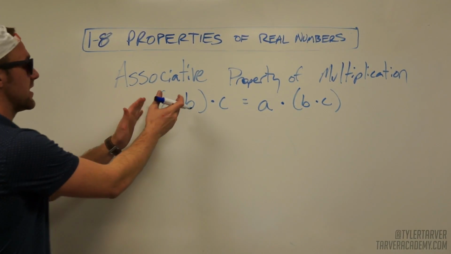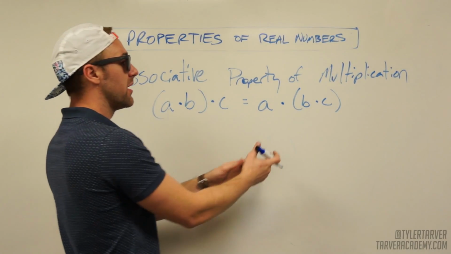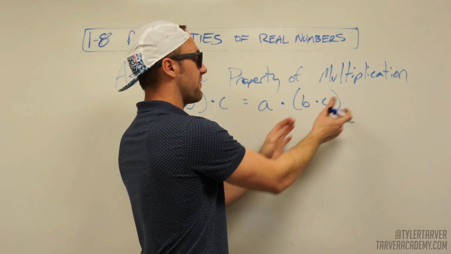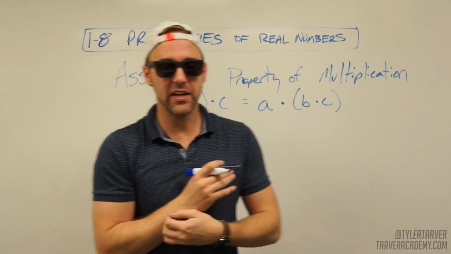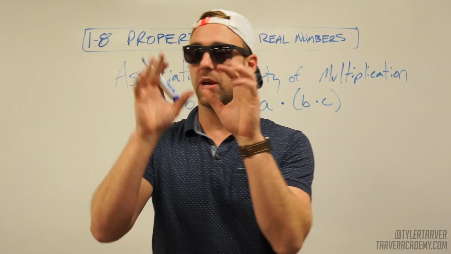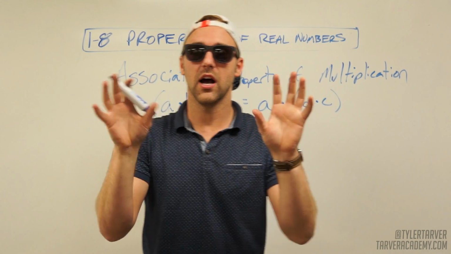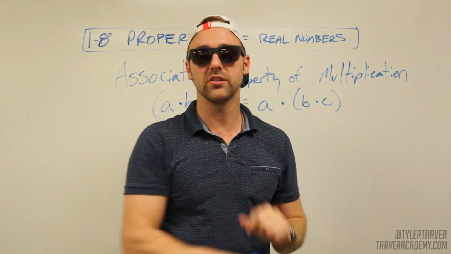I want to hit you with the associative property of multiplication. What that is, it means that A times B multiplied first times C is the same as if you multiplied B times C first and then multiplied A. It's very similar to the commutative property of multiplication, but the commutative property only applies to two variables, two numbers being multiplied in whichever order, equaling the same thing.